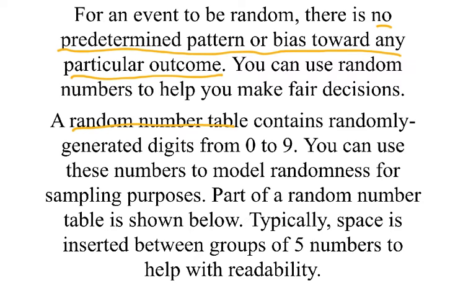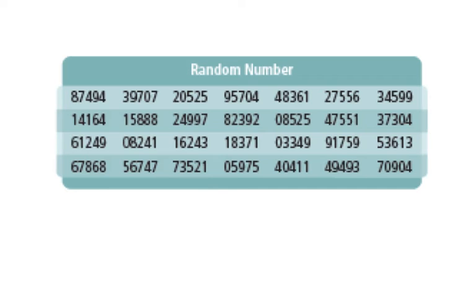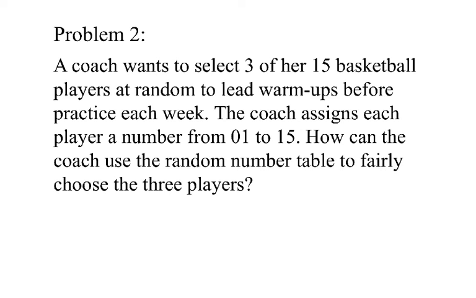So it contains random digits of numbers 0 to 9, and we can use these to model randomness for sampling purposes. So I've got part of a random number table. So typically there's spaces inserted every 5 or every 3, just to help us break it up and read it. So a coach wants to select 3 players for her basketball team at random to lead warm-ups before practice each week. The coach assigns each player the numbers 01 through 15. How can the coach use a random number table to choose the 3 players?